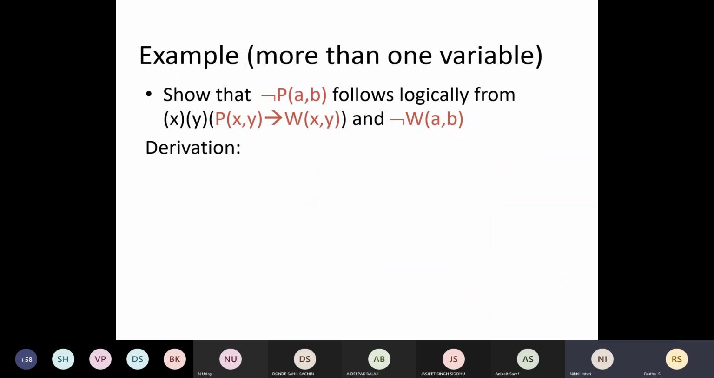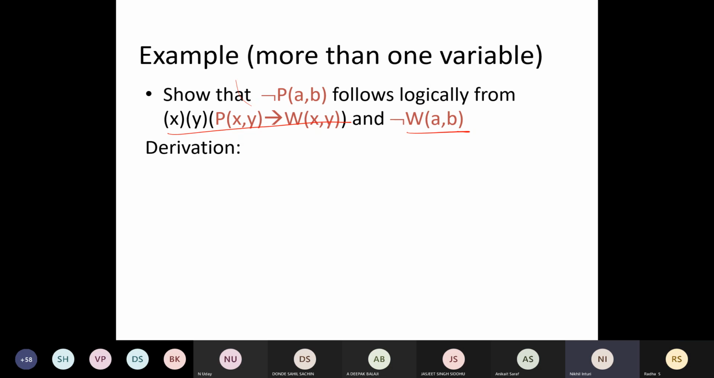So more than one variable here. Just to see, very simple only, right? Two variables are here. So two variables mean two universes of discourse. Two domains will be there, right? For both the variables, you need two different domains. Okay, see here. Show that not of P of A comma B follows logically from this statement and this statement. Okay, so do you have any idea how to proceed with this?